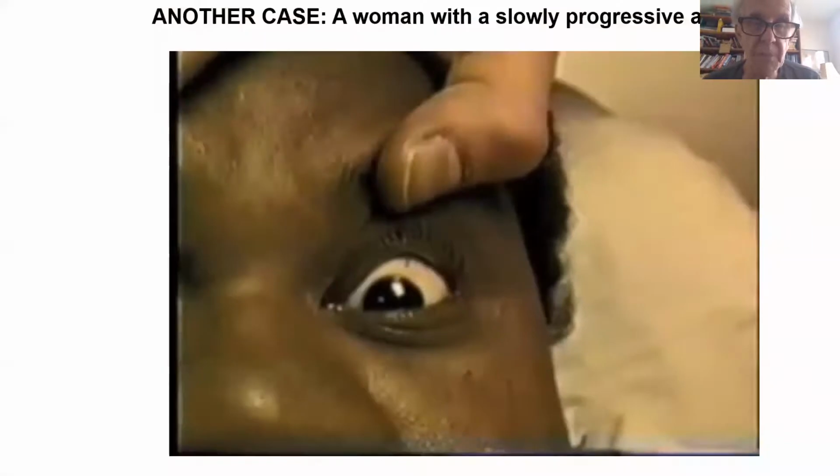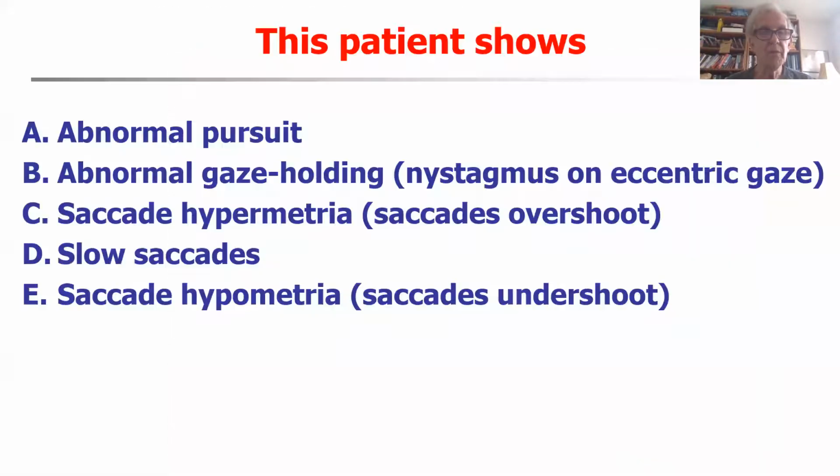She gets the eye all the way there. It stays there. Now look at obliquely when she tries up left and down right. The eye doesn't go straight from one place to another. It has an L-shaped trajectory. So what does she show? Abnormal pursuit? Well, I didn't show it to you. I'm going to tell you it's normal. Abnormal gaze holding? Did she have nystagmus on eccentric gaze? Were the saccades overshooting?